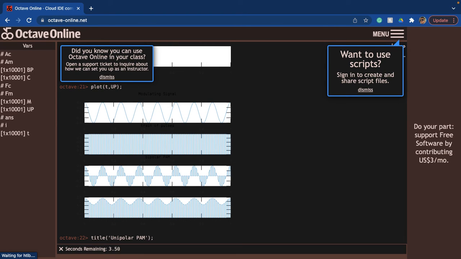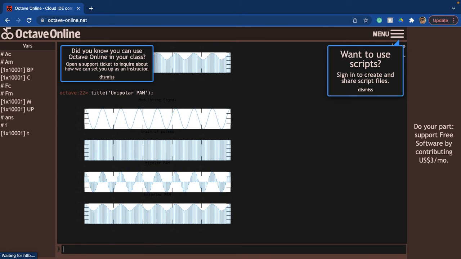So here we have these four graphs in a single slide. The top one is the modulating signal, next is the train of pulses, that is the carrier, and then we have the unipolar, and the last one is the bipolar. So we are done with the pulse amplitude modulated wave.